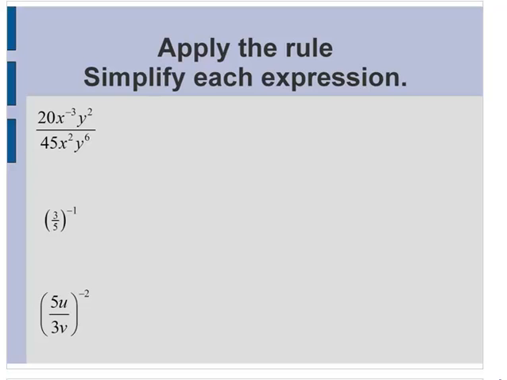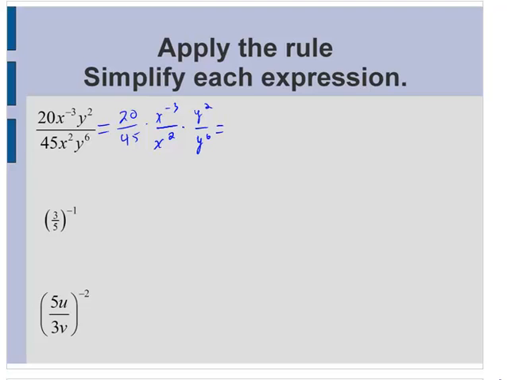All right, why don't you try this next one on your own? Simplify the expression 20x to the negative third y to the second over 45x to the second y to the sixth. Using a similar idea as the previous exercise, let me break it up as 20 over 45, x to the negative third over x to the second, and y to the second over y to the sixth.